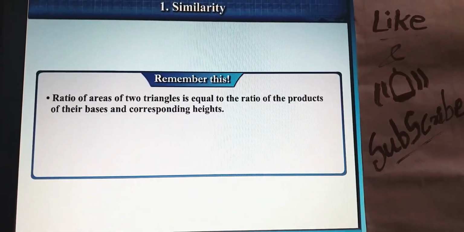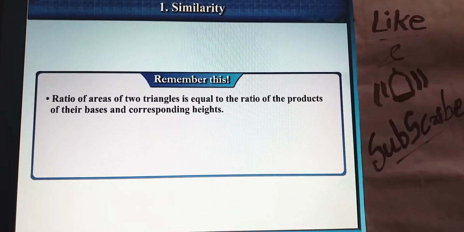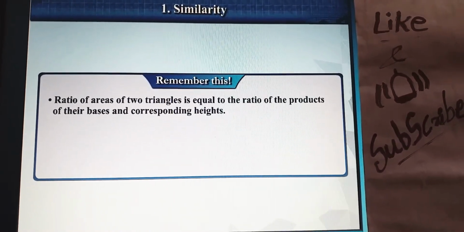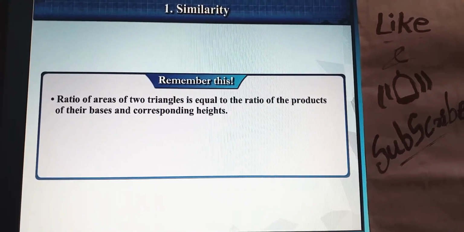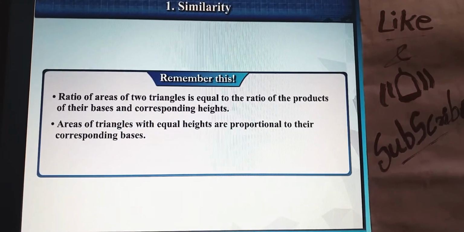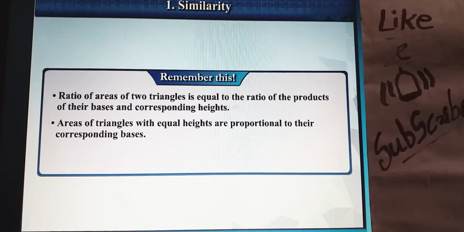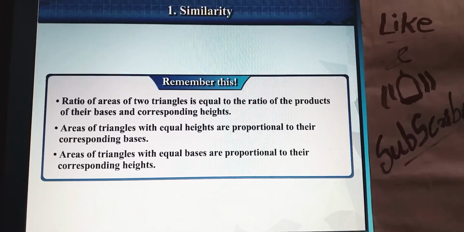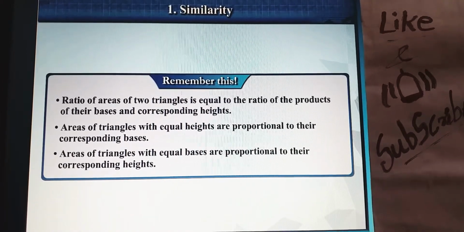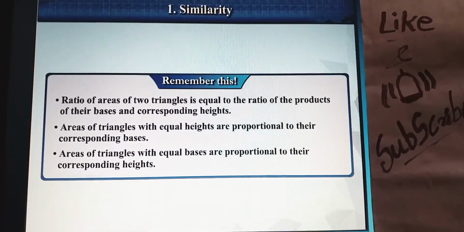Remember this. Ratio of areas of two triangles is equal to the ratio of the products of their bases and corresponding heights. Areas of triangles with equal heights are proportional to their corresponding bases. Areas of triangles with equal bases are proportional to their corresponding heights.